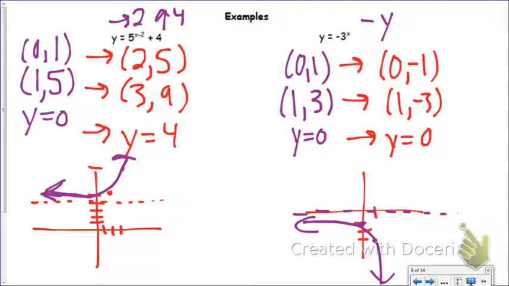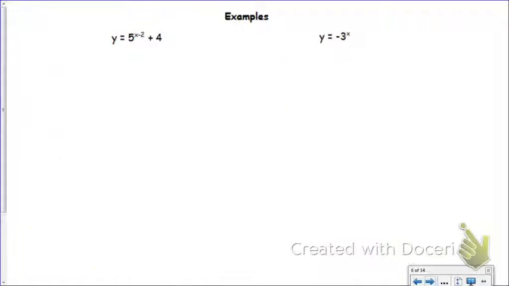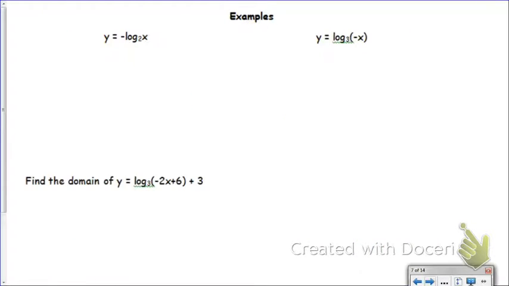So the easiest way to tell the difference between your exponential graph and your logarithmic function is to look at the asymptote. Logarithmic graphs are going to have horizontal asymptotes, and exponential functions are going to have, I'm sorry, I just said that backwards. Logarithmic graphs are going to have vertical asymptotes. Logarithmic graphs have vertical asymptotes, and then exponential functions have horizontal asymptotes. All right, so speaking of logarithmic graphs, let's go ahead and look at some examples there.